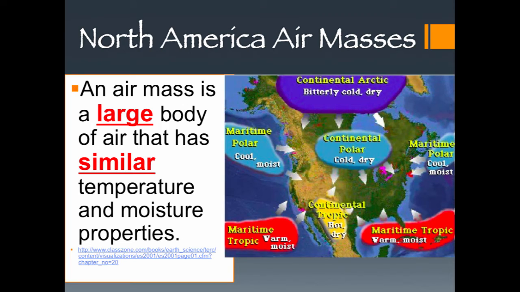A quick review on air masses. An air mass is a very large body of air that has similar temperature and moisture properties over which it has formed. You have continental or maritime, which is going to determine whether it's dry or moist. And then you have polar and tropical, which is going to determine the temperature. And then extremely cold, we would call Arctic.